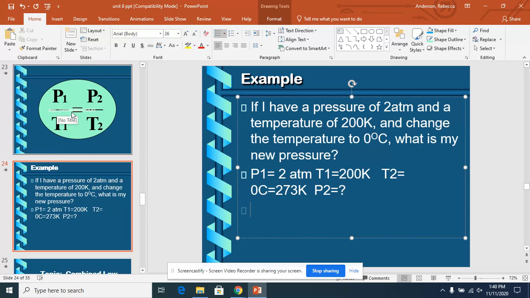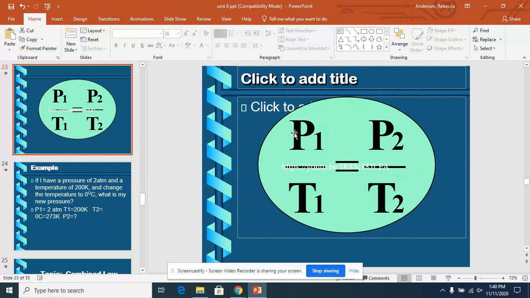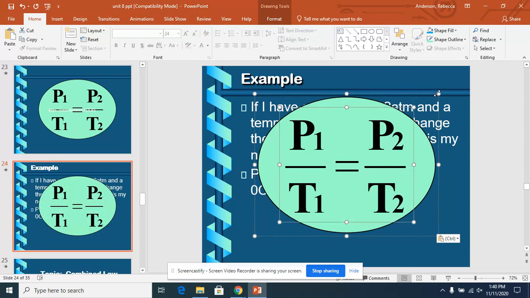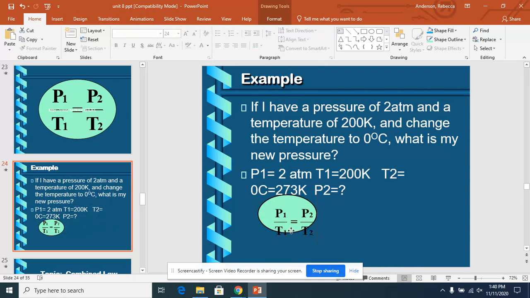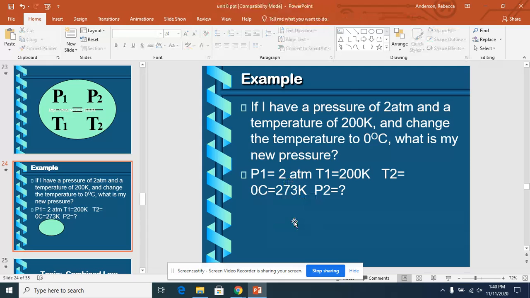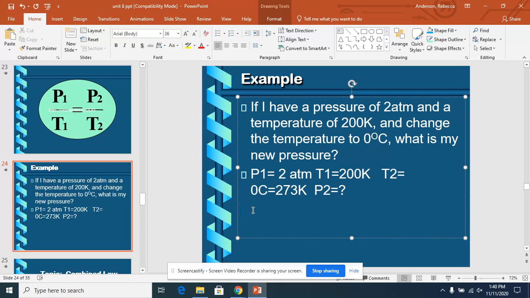So let's plug that into the formula. We have P1 over T1. Oh, it's not going to let us edit it. Oh, well, I tried. It'll just have to be the makeshift fractions. So P1 is first, so we have 2 divided by T1, which is 200, equals our P2, which we don't know, so X divided by our T2, which is 273 Kelvin.